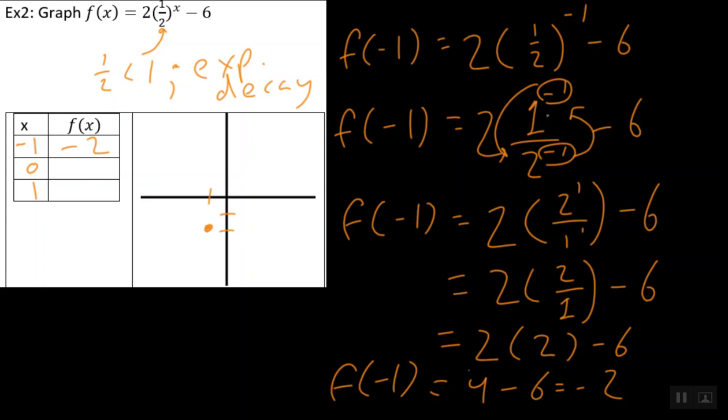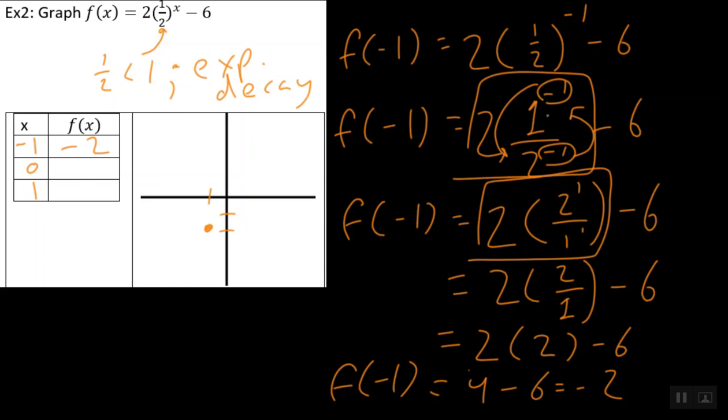I would encourage you to pause the video, finish taking notes, really think about this principle right here. Whenever you have a negative exponent, you simply take that number and move it to the other side of the fraction. If it's on top, it goes to the bottom. If it's on the bottom, it goes to the top, and your exponent becomes positive.